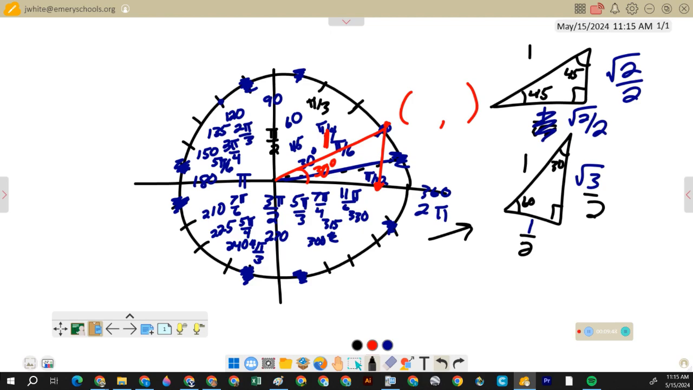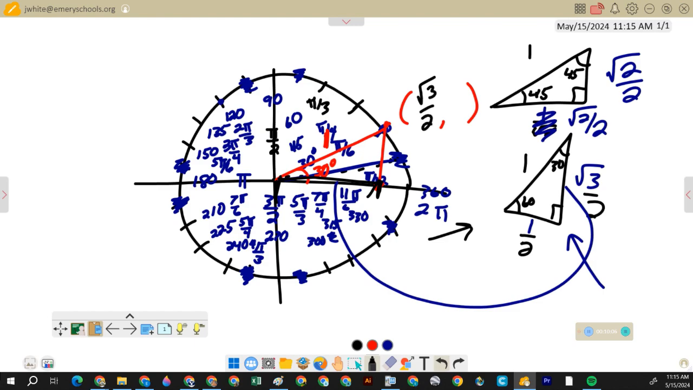How far is it from here to here? Well, that matches up with this triangle there. So this length matches up with that length. So the x value is root 3 over 2. How high is that point? 1/2.